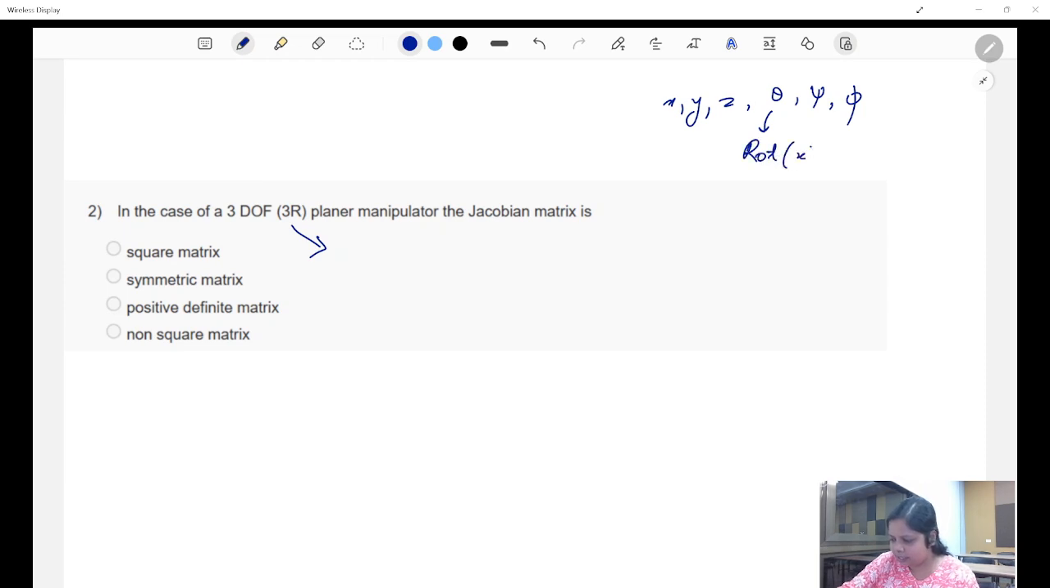This is rotation about x-axis. This is rotation about y-axis. And this is rotation about z-axis. And XYZ, you know already that it is just the position. Now, can you tell me if it is a 3R planar manipulator, what are the degrees of freedom it has out of these 6? It has to do everything in a plane. And I am also considering this to be my x and y. Now, can you tell me?